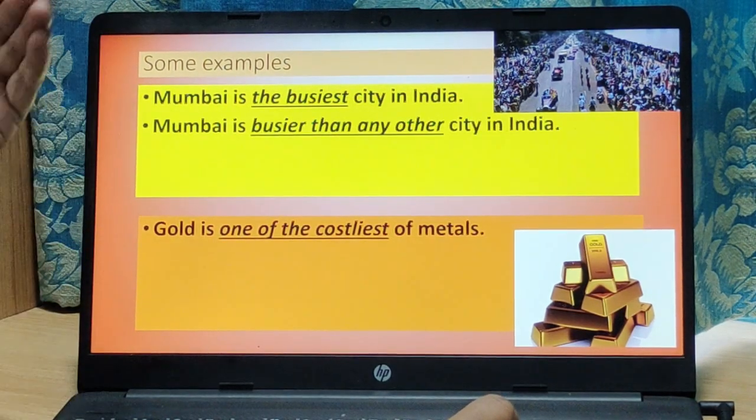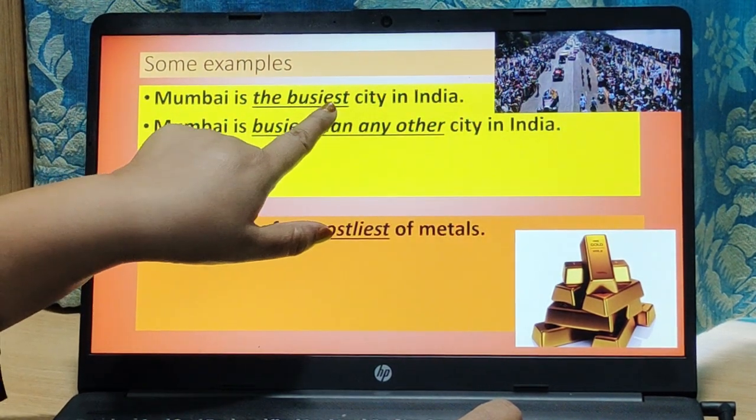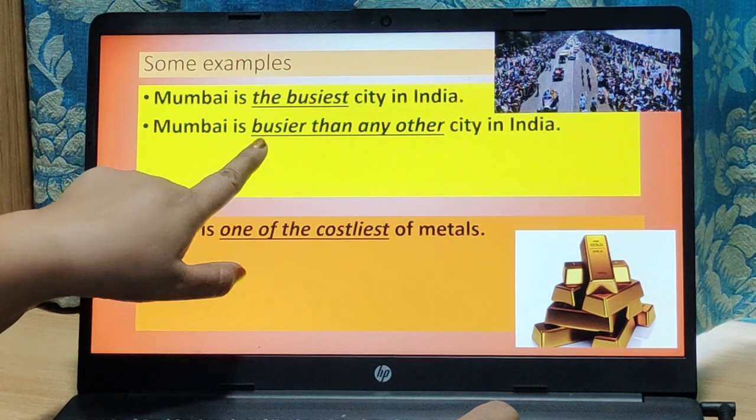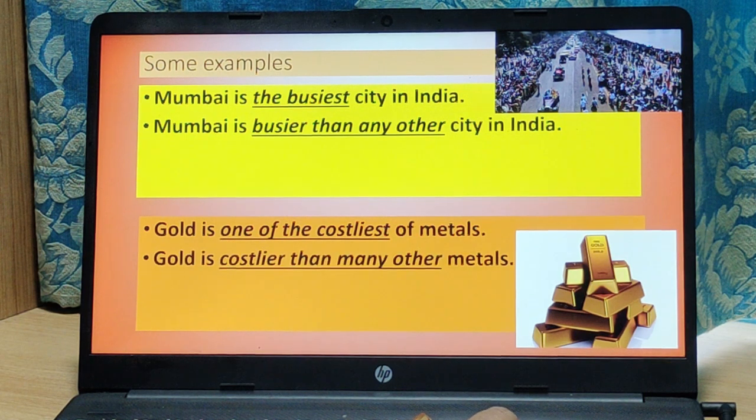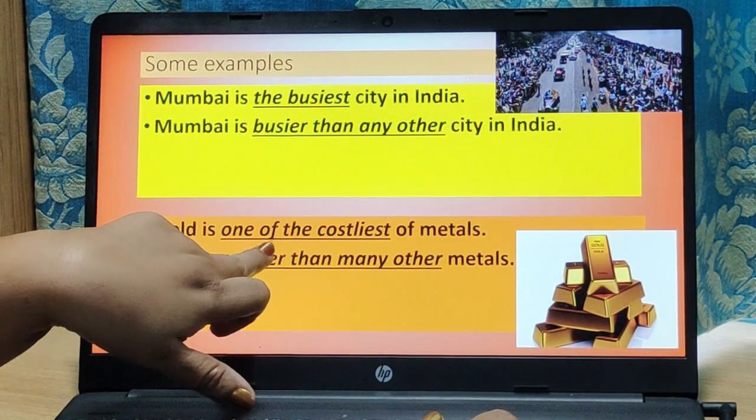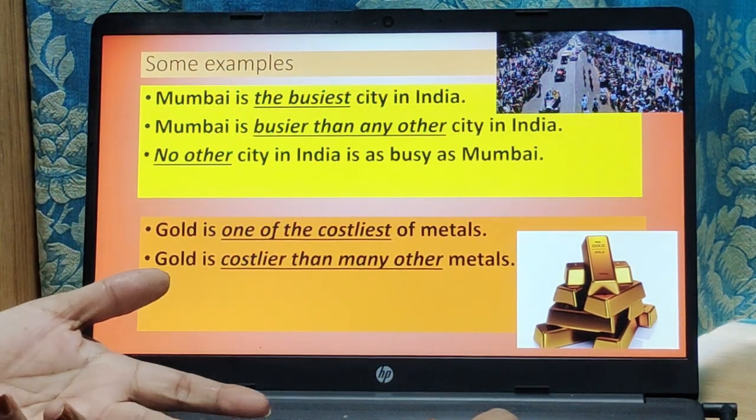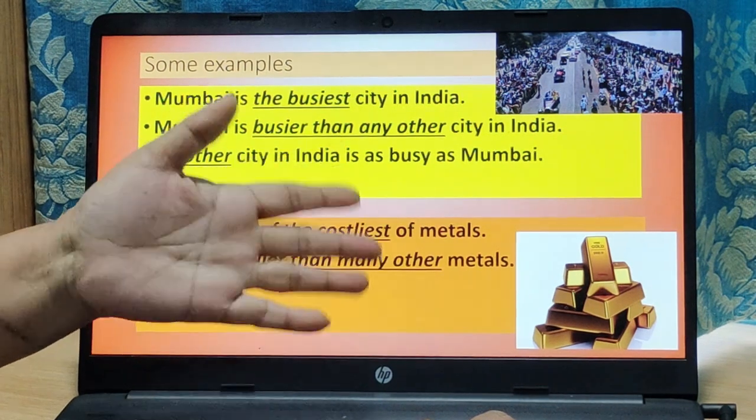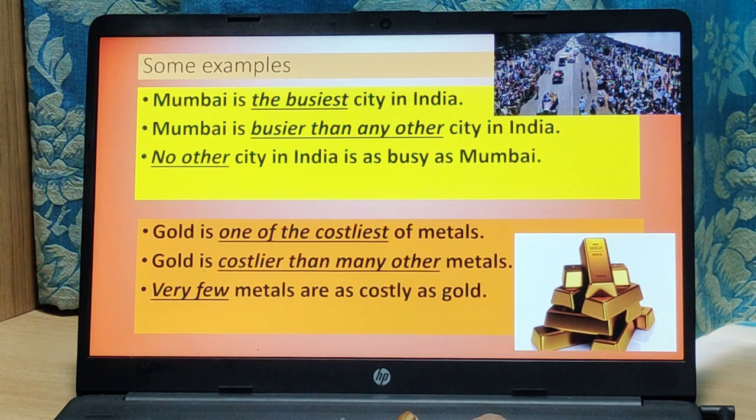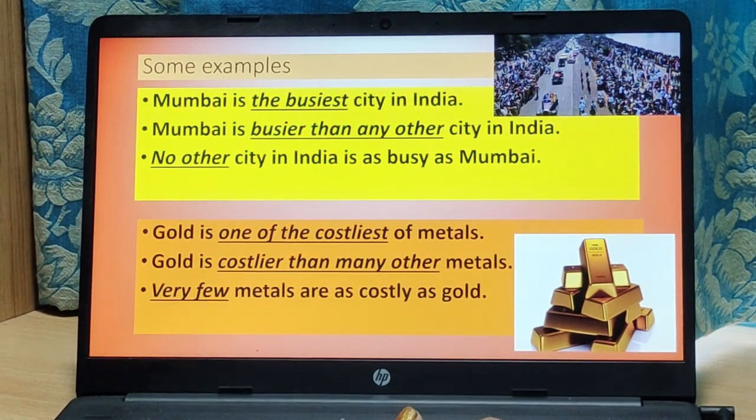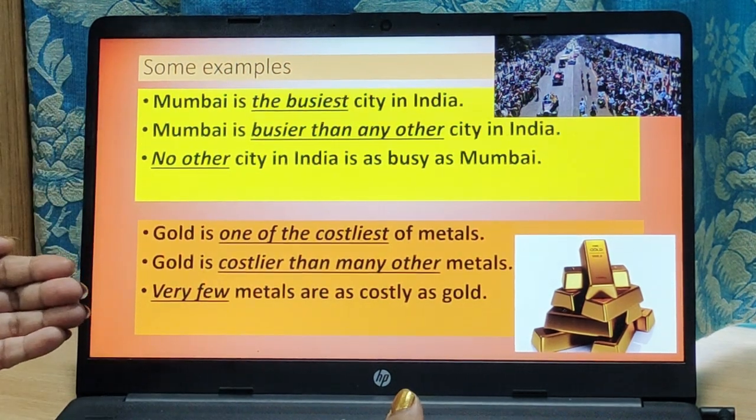Now let us try here the second. This is the superlative degree because EST is there. Now busiest will become busier. Therefore, Mumbai is busier than any other city in India. But what about gold? Gold is costlier, ER, than many other metals. Similarly, when we talk about the positive degree, it will be no other city in India is as busy as Mumbai. But for gold, it will become very few metals are as costly as gold. It's so easy. Just need to remember formula number 1 and formula number 2.